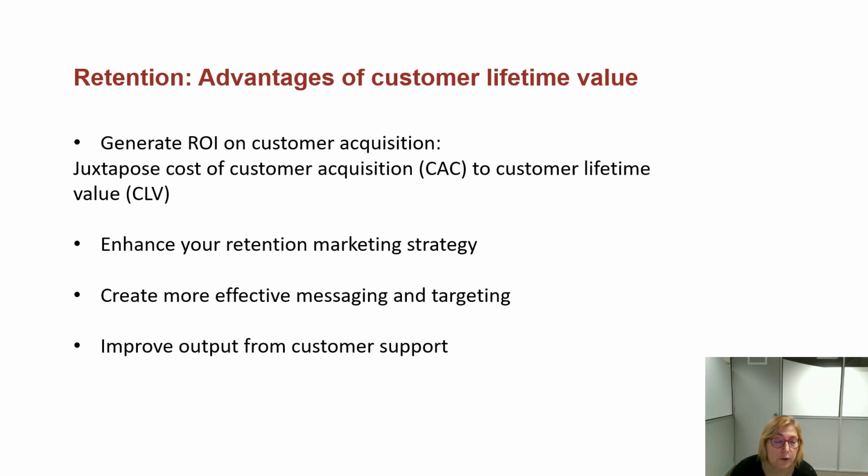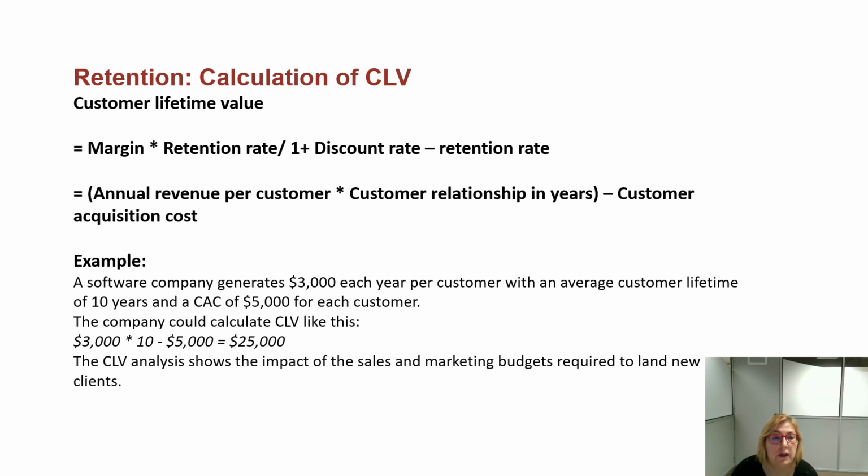For the investment, you will take into account the customer acquisition. How much money have you spent on advertising in order to gain this customer, right? And how much money has this customer generated? For the customer lifetime value, there are two forms of calculating it.